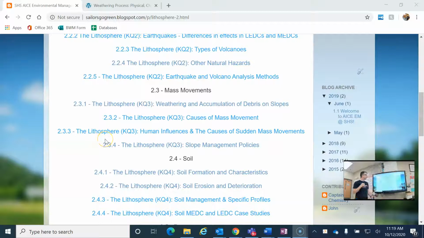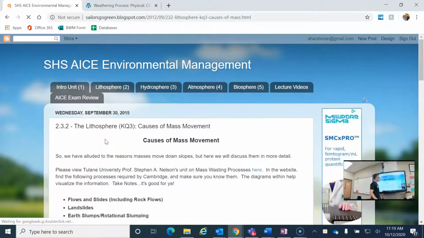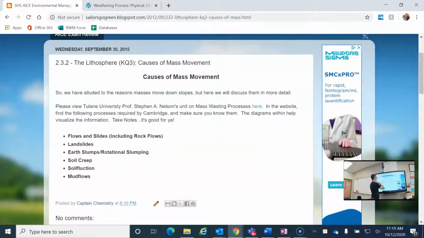All right, so we're going to hook up with the next one, which is 232, causes of mass movement. And for this one, it's pretty cool because there is a really good professor out of Tulane, Professor Stephen A. Nelson, who went over mass wasting processes, which is basically what we're talking about here. So in this website, all the stuff from Cambridge he covers. We're going to be looking at flows and slides, landslides, earth slumps, rotational slumping, soil creep, solifluction, and mud flows.